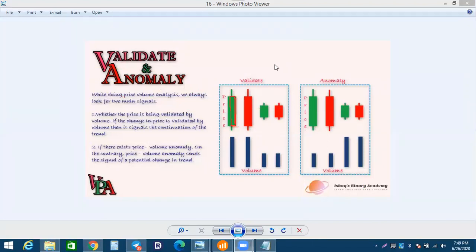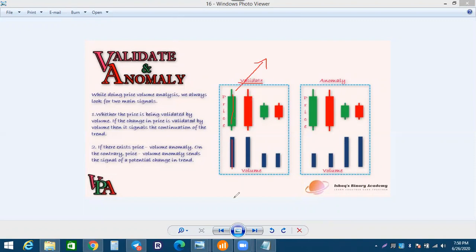Now here, if the body is bigger, the volume must be bigger. That is a sign of validation. It means this price and this volume authenticate each other. If we compare these two things, they must match each other. When they match, we can say that is a validation. When validation comes, it is a sign of continuation, the market will go more up.